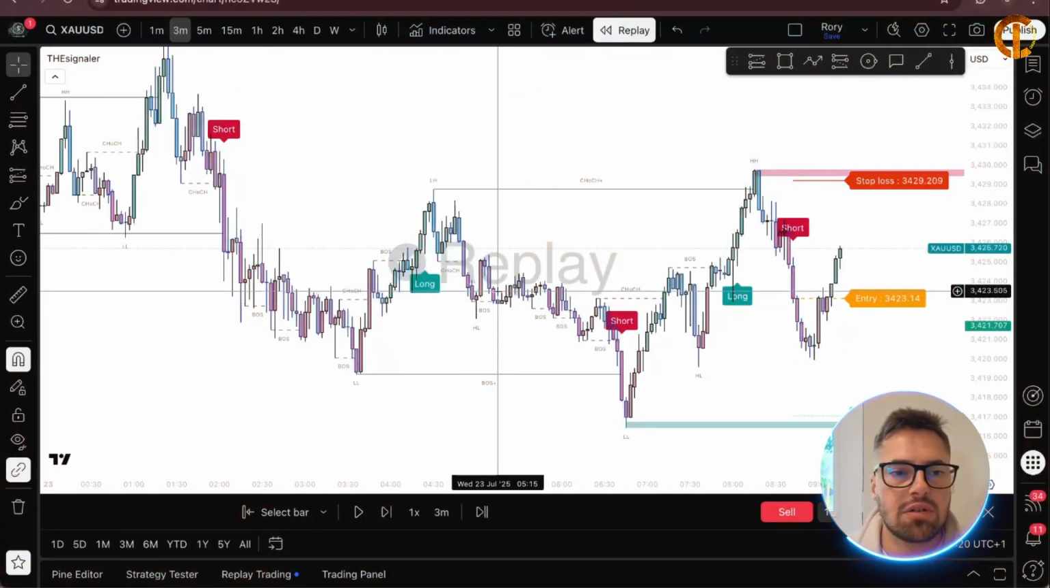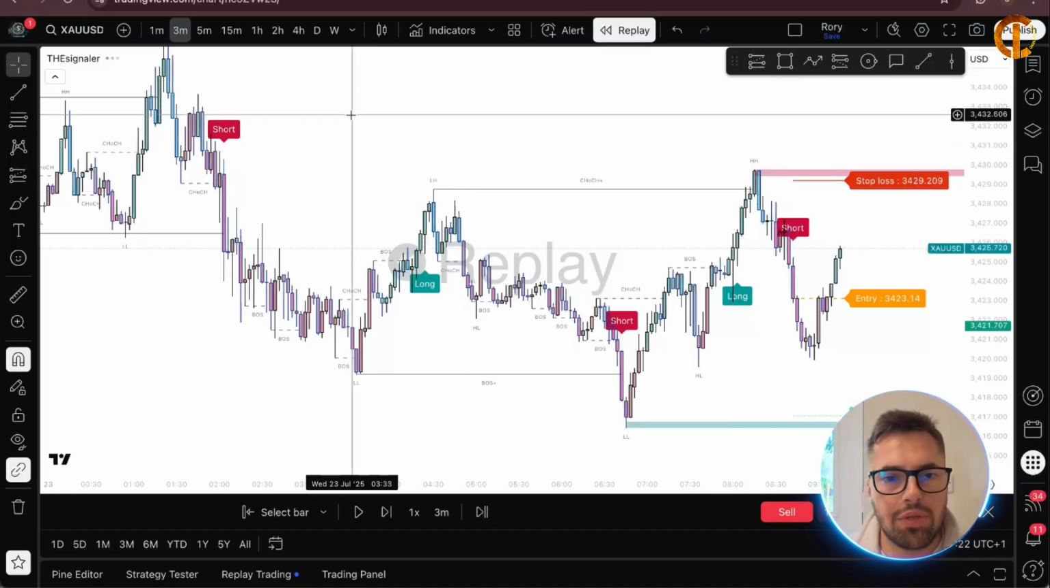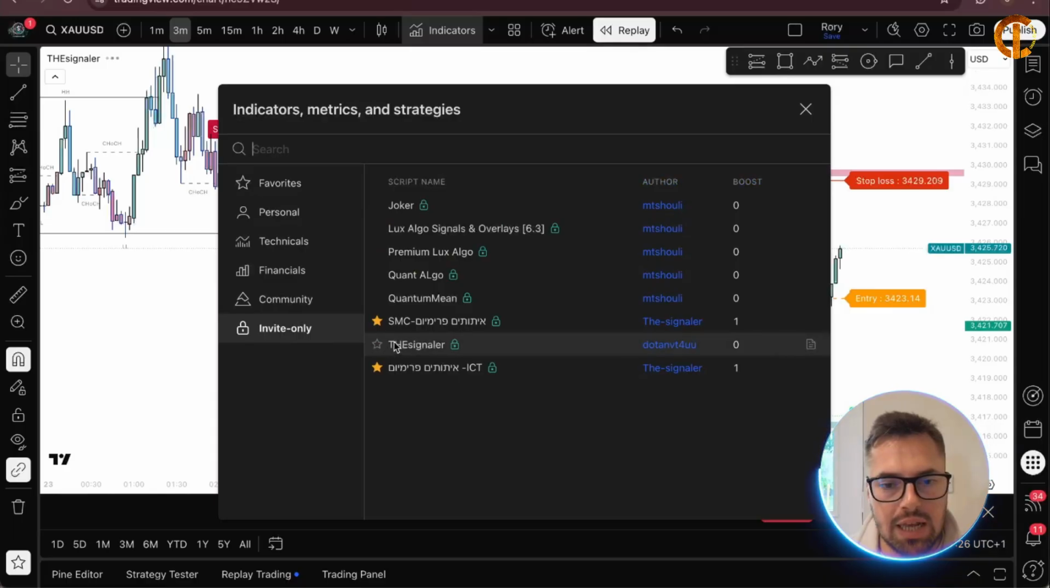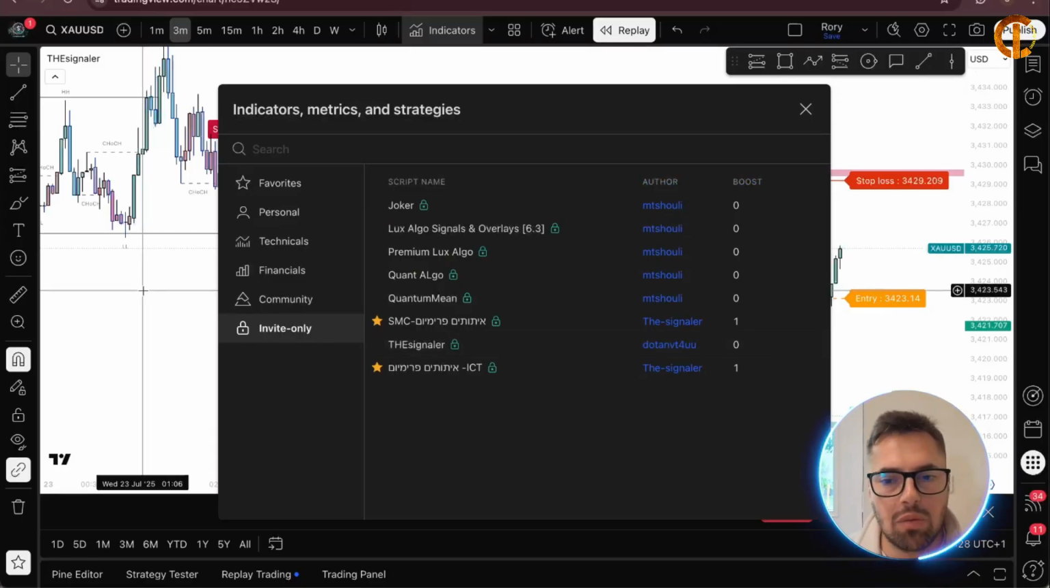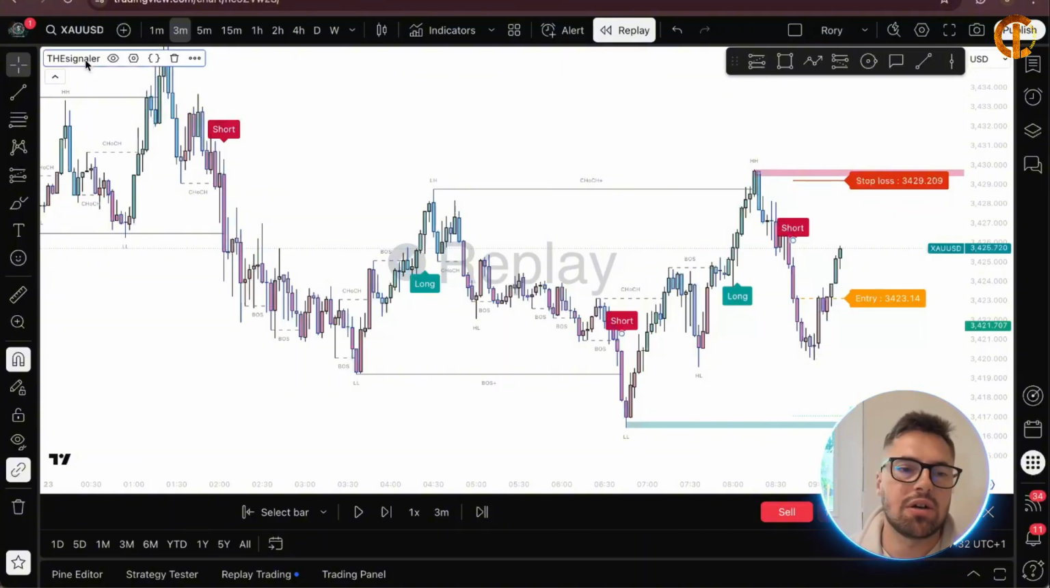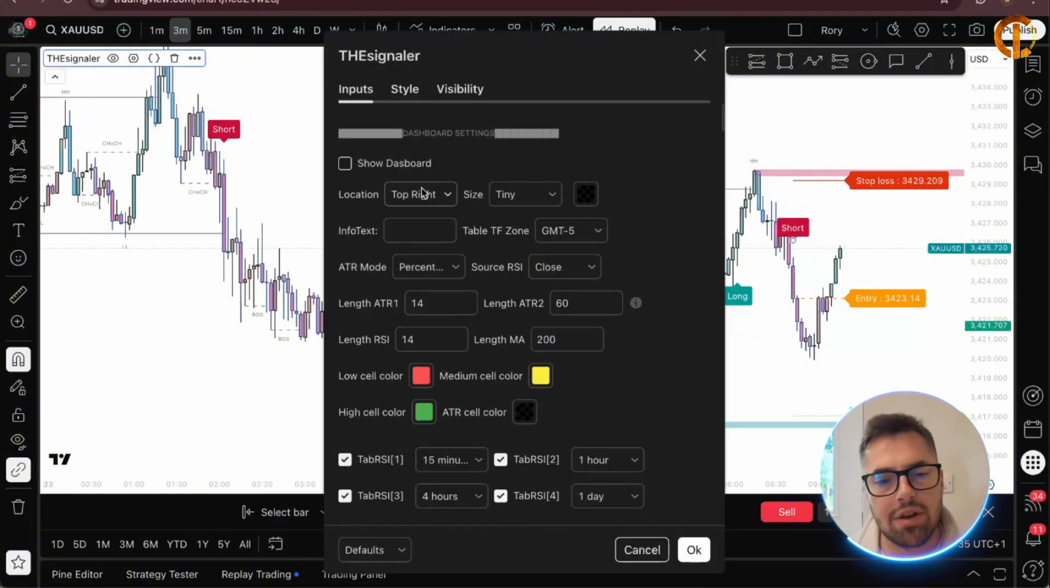So guys, as you can see, we are on gold and we are on the 3-minute time frame. Now, if you do want to add the indicator on, it is in the invite only. It is down here, the Signaler. Once you've got your free trial, you can get that on your chart. And as I've shown you in previous videos, there are tons of settings. Go ahead, watch my previous videos, and you can see me running through the settings in there. Obviously, I'll go through them quicker now.